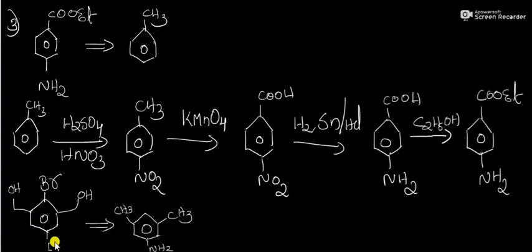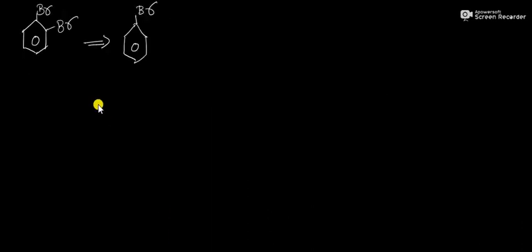And this is for homework. This is our target molecule and this is our starting material. How can you synthesize this target molecule from this starting material? Next question, how can you synthesize ortho-dibromobenzene from bromobenzene? In these questions, we are trying to block the position in aromatic reactions.